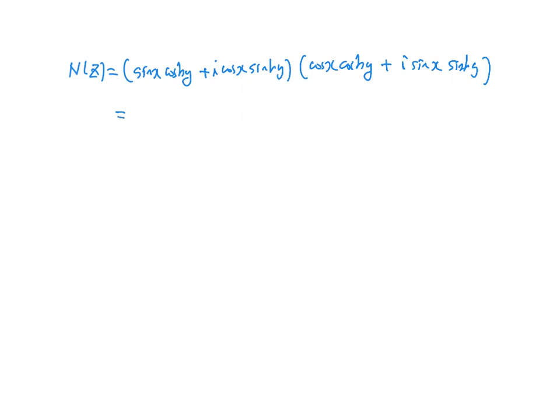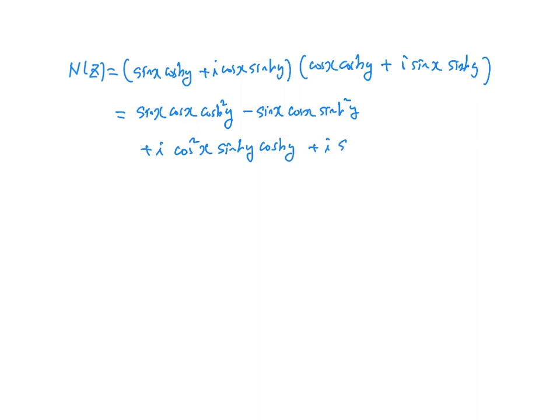So sine x cosine x and cosine hyperbolic square minus sine x, and the real part, this and this: sine x cosine x sine hyperbolic y plus I cosine square x sine hyperbolic y cosine hyperbolic y plus I sine square x cosine hyperbolic y sine hyperbolic y.